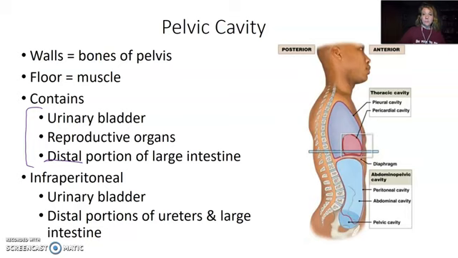And then below the peritoneum, so again, these are organs that are not wrapped in the membranes of the abdominopelvic cavity, would include the urinary bladder and then distal portions of the ureters. Those are the tubes that lead from the kidneys to the urinary bladder. So they're carrying urine from the kidneys to the urinary bladder, and then also portions of the large intestine.